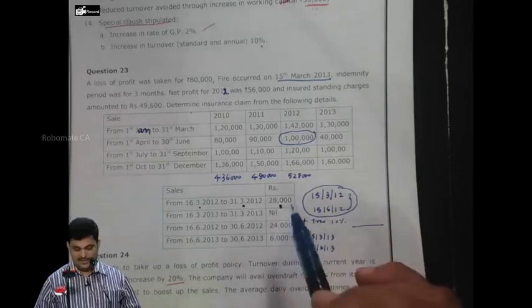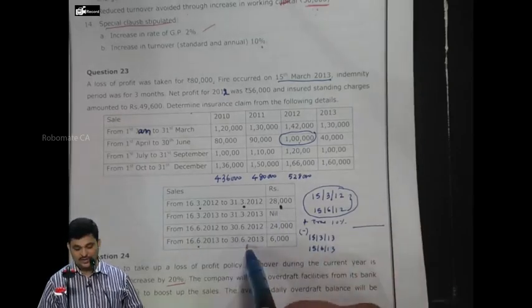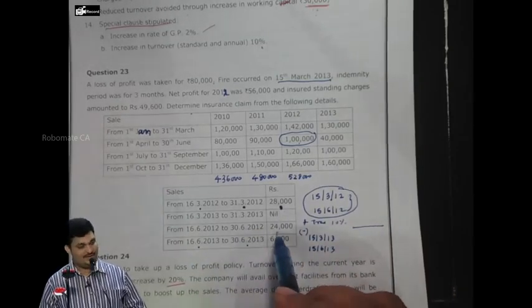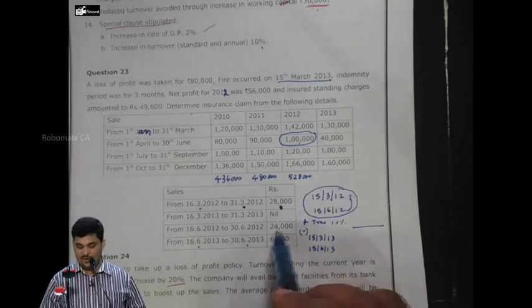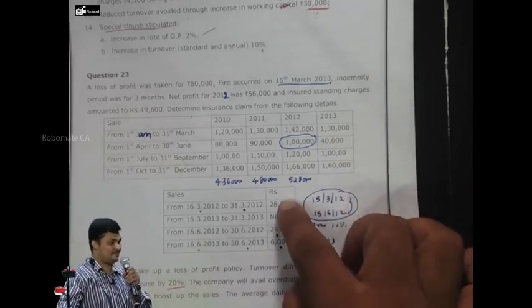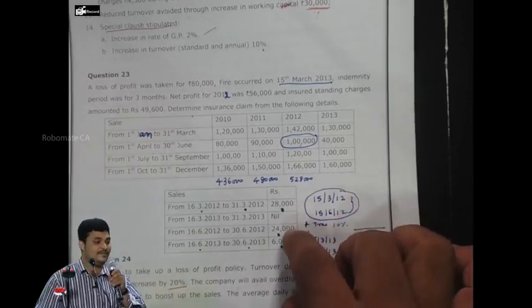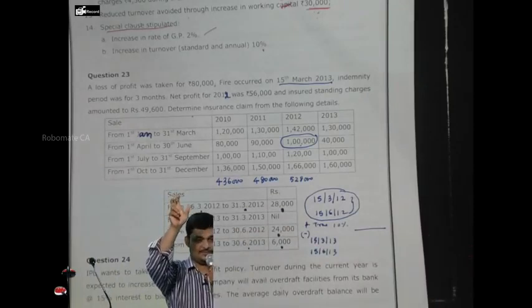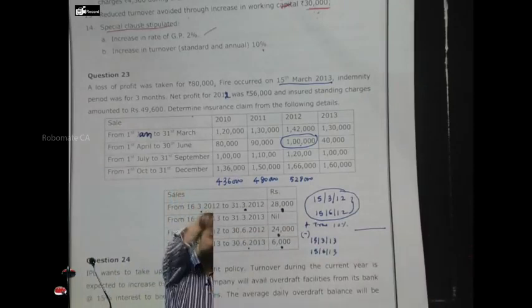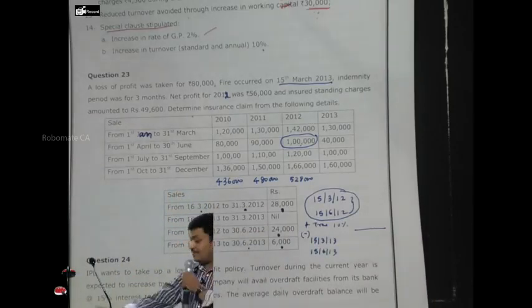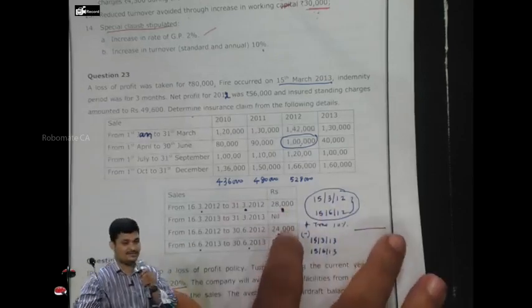Correct? Then they have given 16th June to 30th June 2012. This 6,000 is to be deducted. So out of 1 lakh, 28,000 is to be added and 24,000 is to be deducted. Then you will get the actual sales during that period. Plus trend, you will get expected sales. Minus actual sale in 2013.